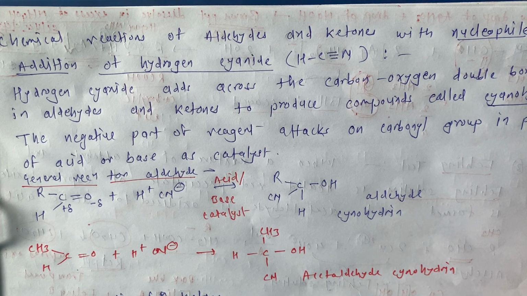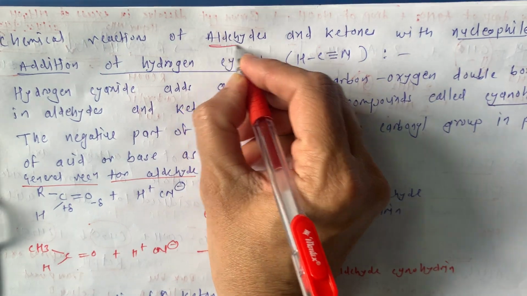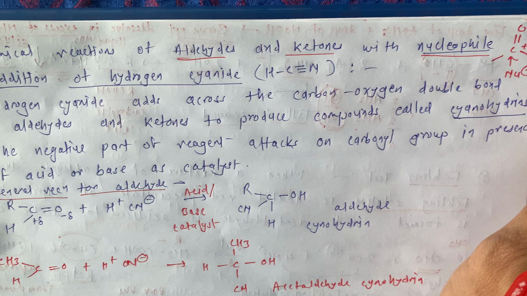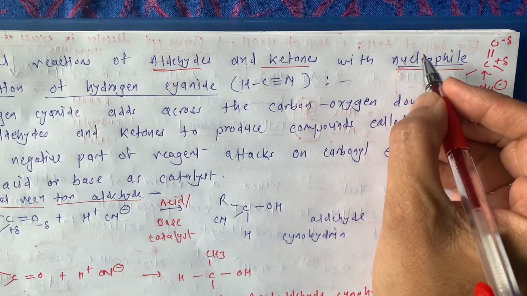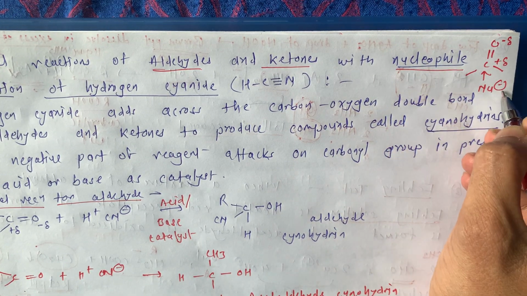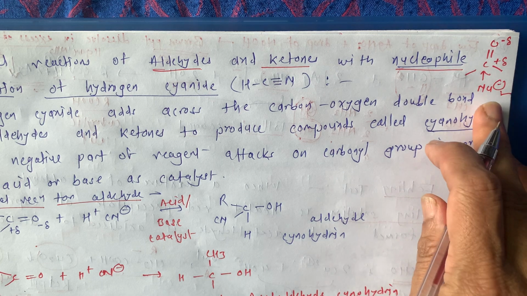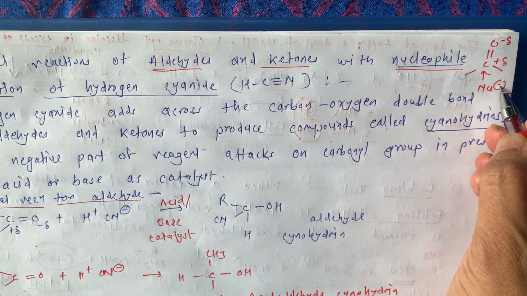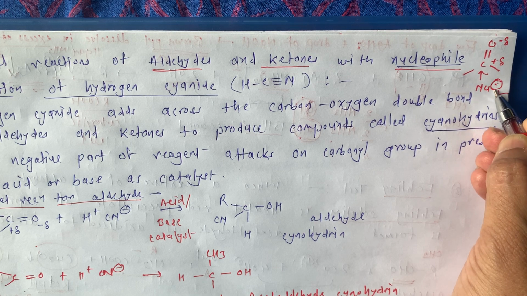Students, our next topic is chemical reactions of aldehydes and ketones with nucleophile. We know what is nucleophile. Nucleophile is the species which is having negative charge. So we are going to write like this: Nu minus. This is with the negative charge.